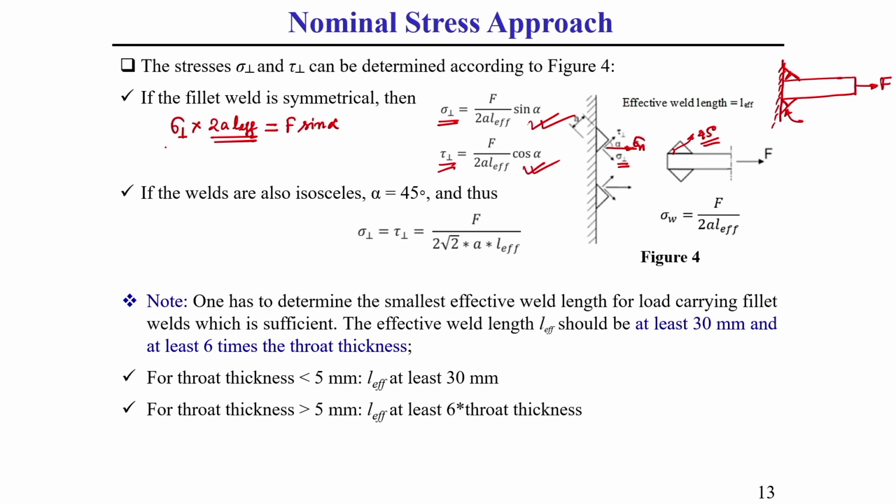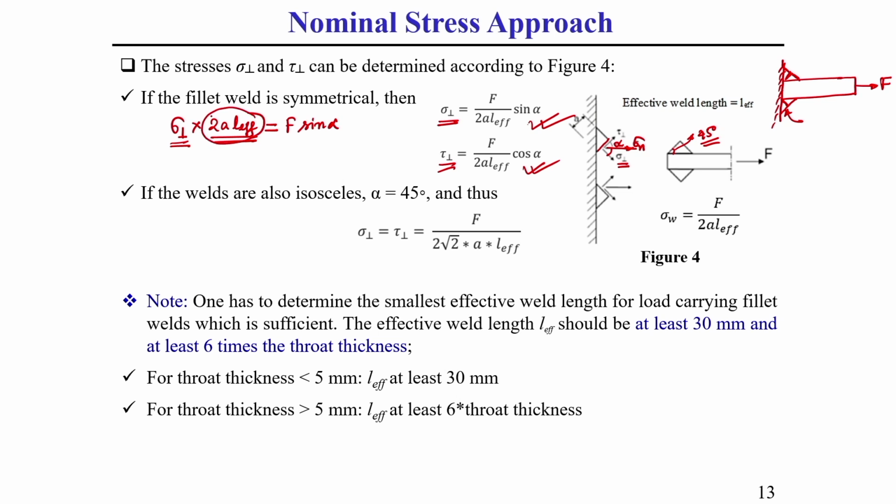You can see this normal stress component has an angle. This is the alpha angle, which this alpha angle generally makes with the horizontal axis, with this throat area, or you can say throat line. So, the throat area we can write as 2 into A into L effective. This is the throat area.